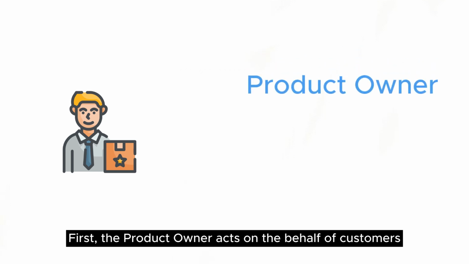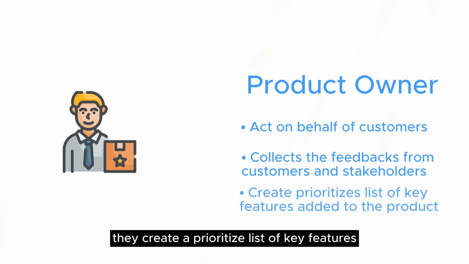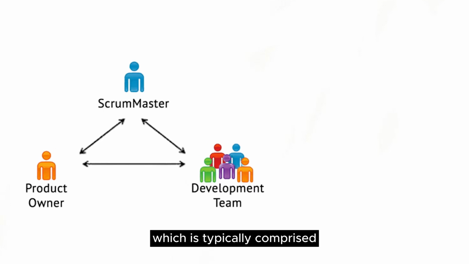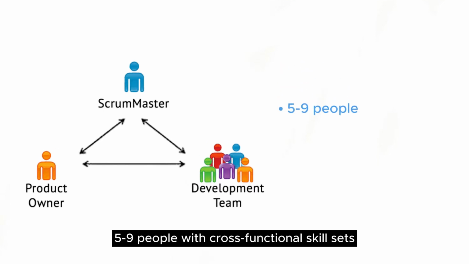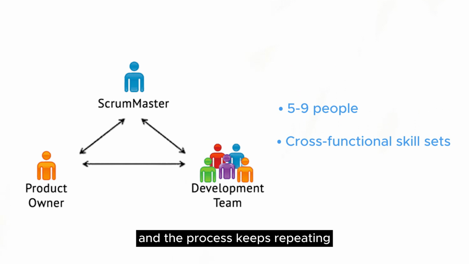First, the Product Owner acts on behalf of customers, collecting feedback from customers and stakeholders. According to the feedback, they create a prioritized list of key features which should be added to the product. This prioritized list is also known as the product backlog. The development team, which is typically comprised of 5 to 9 people with cross-functional skill sets, then tries to add these features to the product in order to make the product better, and the process keeps repeating.